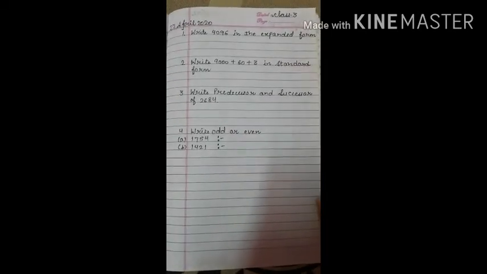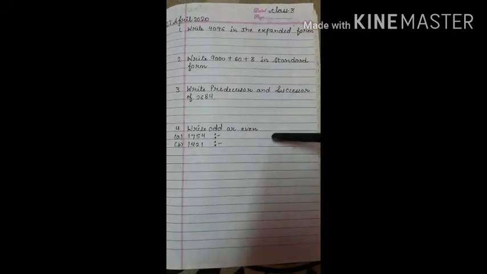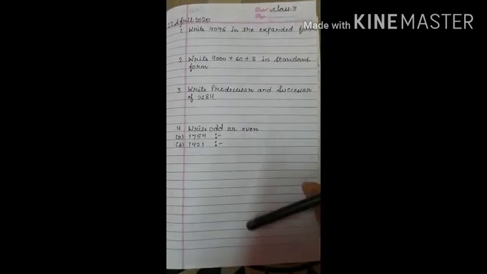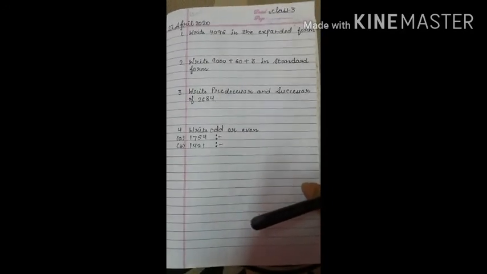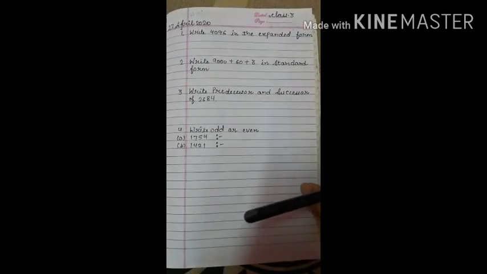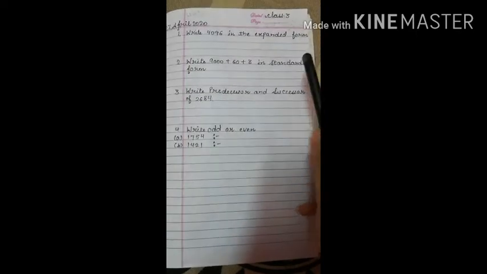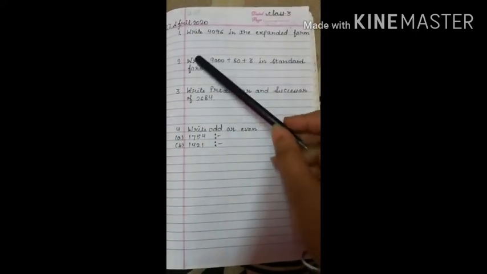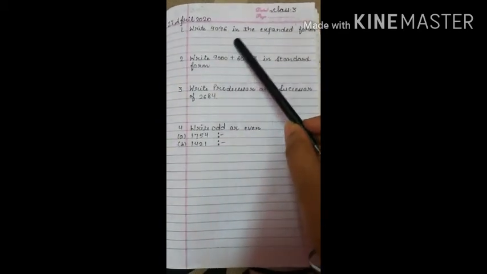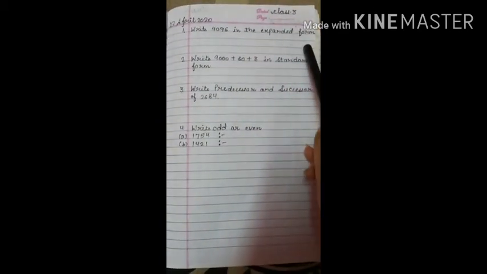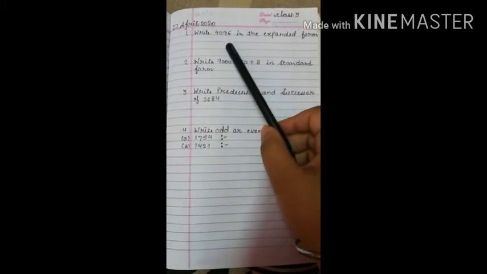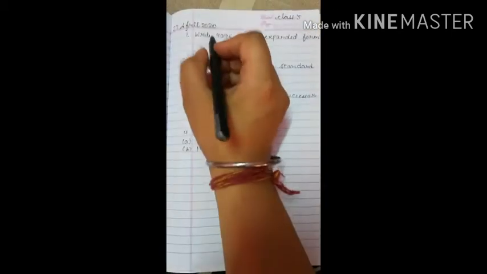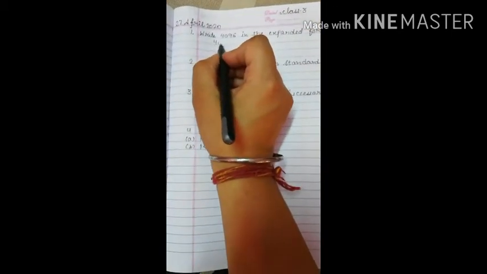So, as I have given you this test in which there are four questions, let us discuss these questions and after that you will assess yourself. Let us start with question number 1, and that is: write 4096 in the expanded form. Now you have to write this number in the expanded form. So, what you will do, you will just write the number.